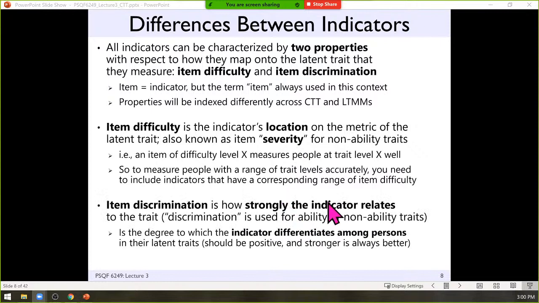The other one is discrimination. And that's, in short, how good an item is. It's how related the item is to the trait. It's going to be some kind of slope in most of the models that we'll talk about. Items that have stronger discriminations are more related to the trait. They are more able to distinguish between people of different trait abilities. They are better items. There's a stronger signal there.